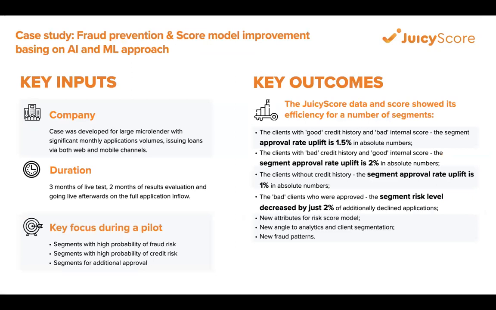Now, the case study for fraud prevention and score model enforcement with an AI and ML approach had very good key outcomes. The JuicyScore data and score showed their efficiency for a number of segments. For clients with a good credit history and a bad internal score, the approval rate can be uplifted by up to 1.5% in absolute numbers. For clients with a bad credit history and a good internal score, the segment approval rate uplift is 2% in absolute numbers. For clients without any credit history, the uplift is 1% in absolute numbers. And for bad clients who were approved, the segment risk level decreased by just 2% of additionally declined applications.